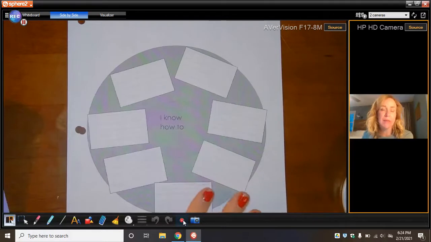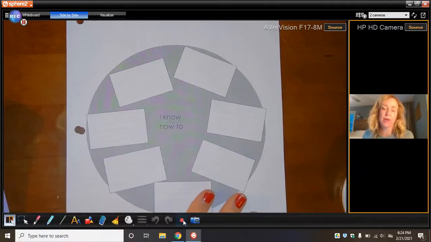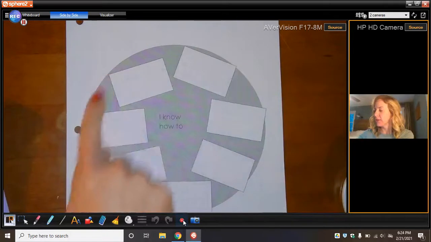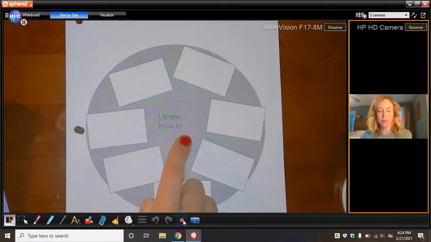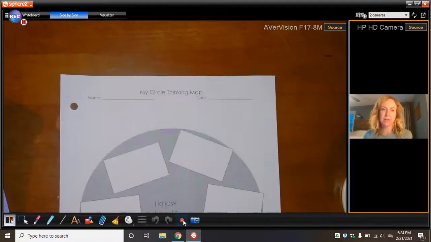You have this paper at the back of the small group binder, all of the pages that your families picked up right before Valentine's Day. This should be the very first page. Right here, you'll see that there's a big circle, and then in the middle it says, I know how to. Well, before we even go to that, let's come on up to the top.